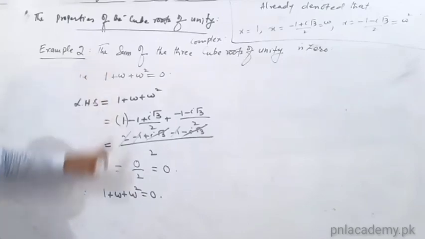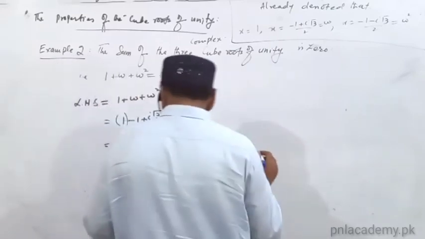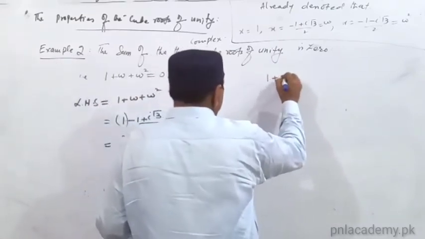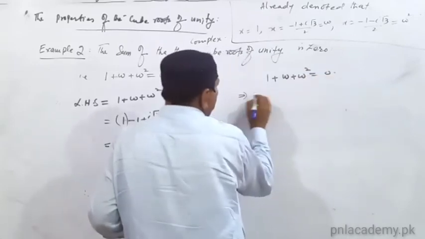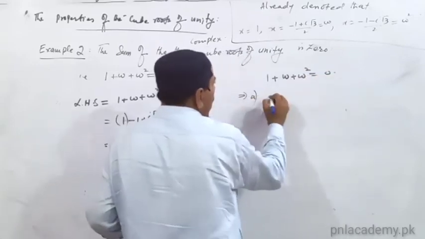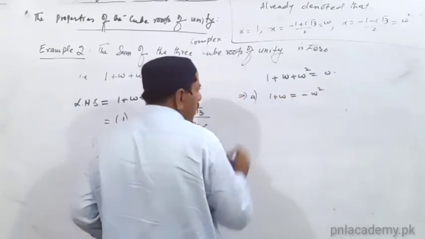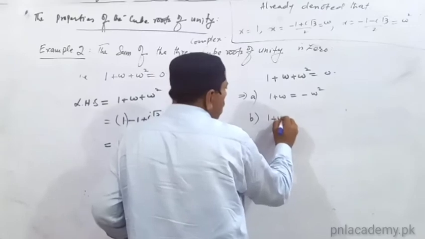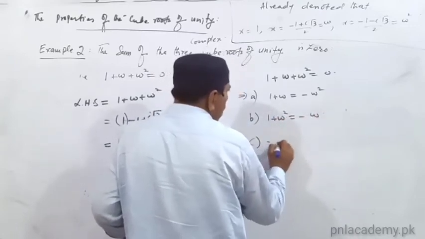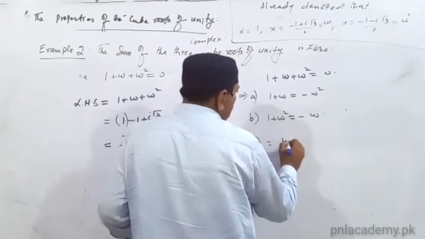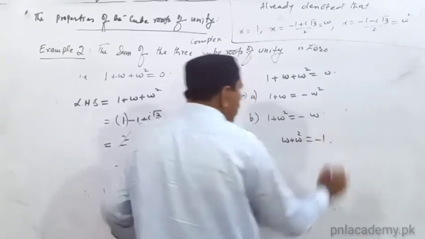This is the condition that the sum of the three roots of unity is 0. So also we can get three conditions from this identity, 1 plus omega plus omega square is equal to 0. Therefore, 1 plus omega gives the value minus omega square. 1 plus omega square will give the value minus omega. And omega plus omega square gives the value minus 1.